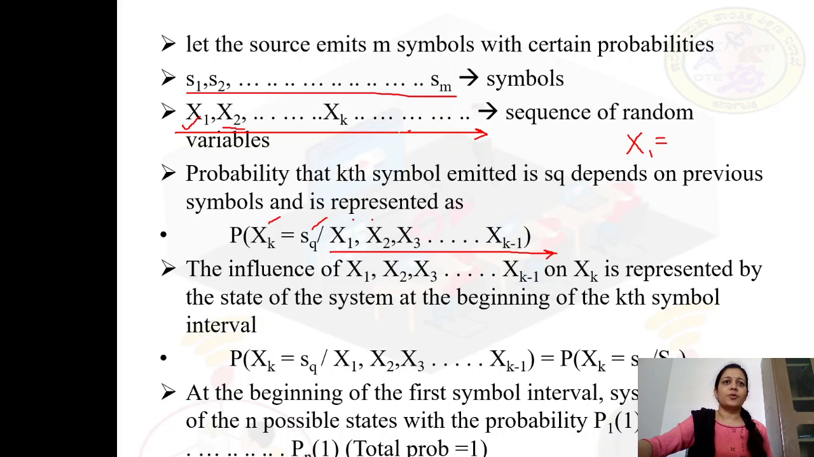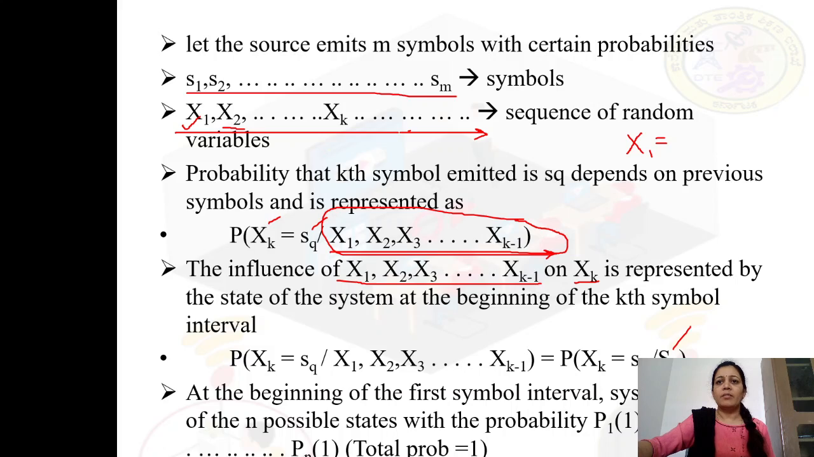That is what we are trying to say here. The probability that the kth symbol emitted is equal to Sq depends upon all its previous symbols x1 to xk minus 1. Okay. So here x1 to xk minus 1 we are using just to say that it is a dependent sequence. And the influence of these x1 to xk minus 1 on xk can be represented by a state of the system which is called Sk.